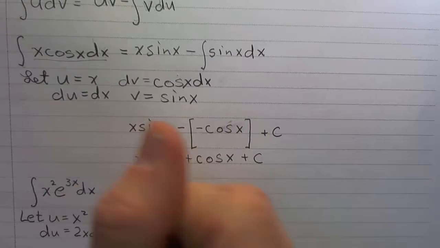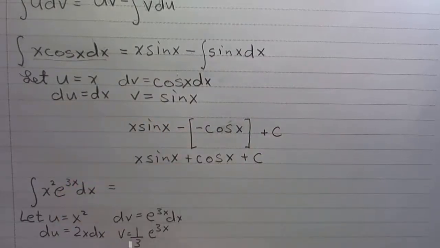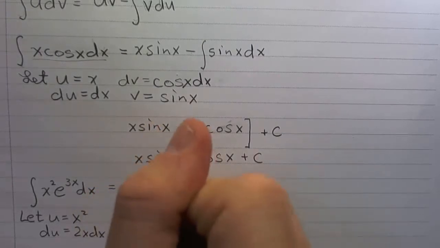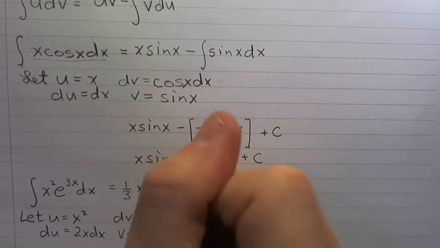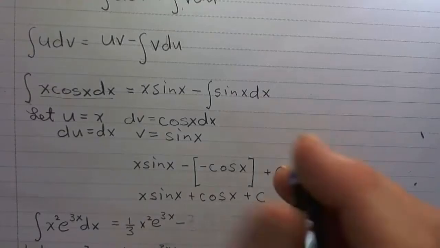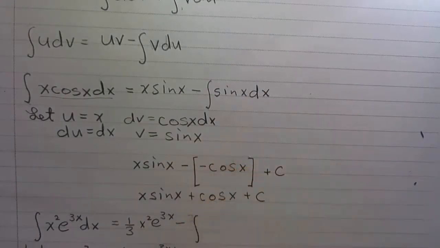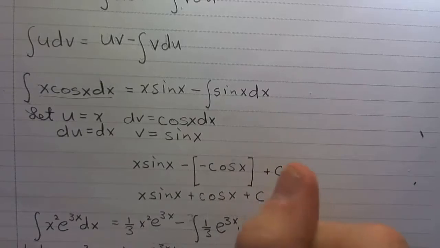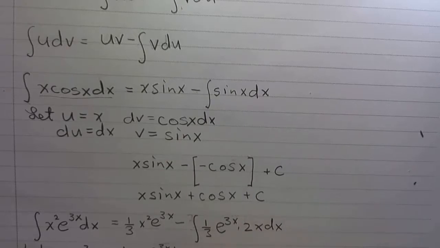Now, let's see what we have. We're going to have uv. So here's uv, this is 1/3 x squared e to the 3x. Okay, so there's uv. And now minus v du. So the integral of v du. So let's see here. v is 1/3 e to the 3x, so there's v, and here's du, 2x dx. There. So uv minus the integral of v du.